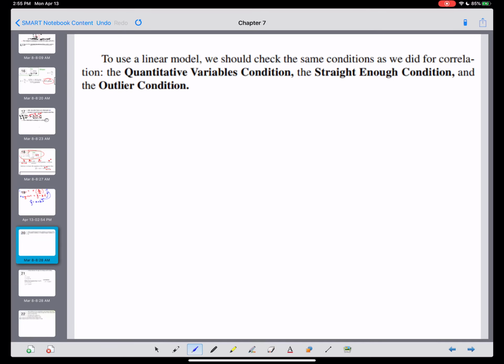To use a linear model, we should check, so it's the same three. We got to make sure it's quantitative. We got to make sure it forms a straight line or as close to a straight line as possible. And then that there's no outliers. Okay, we don't want outliers. Outliers mess up our thing. So these are our conditions. Remember, our conditions.